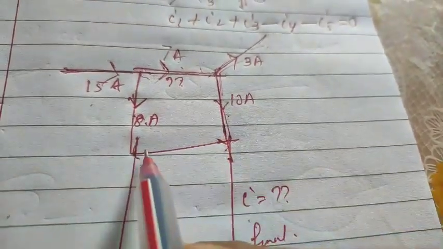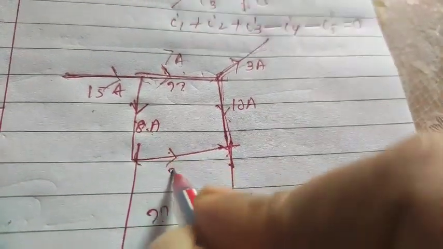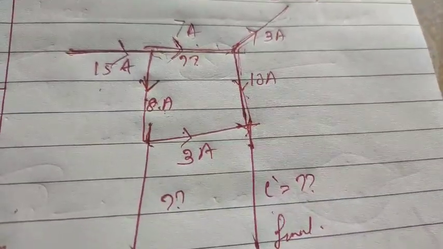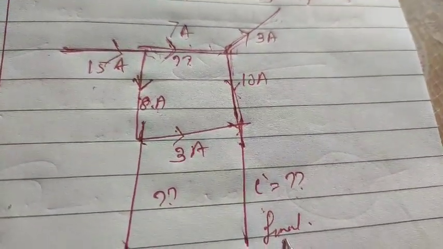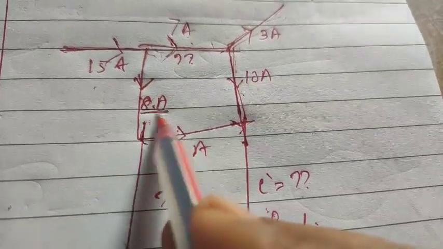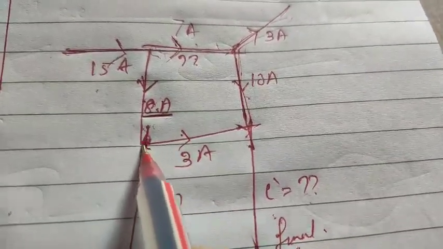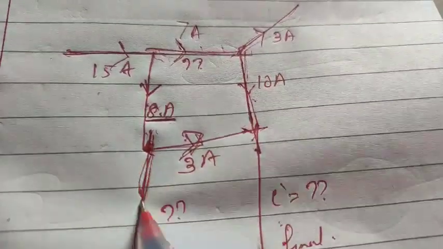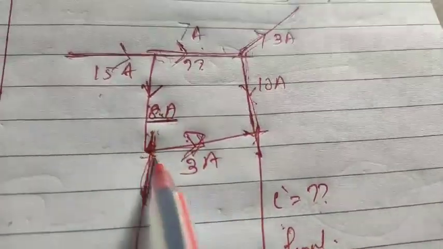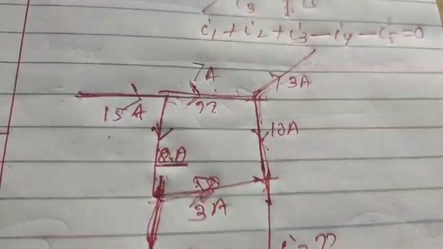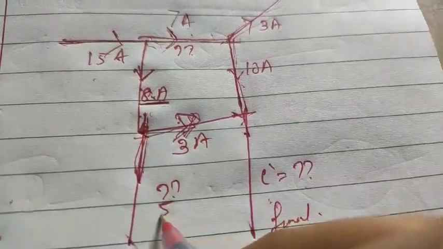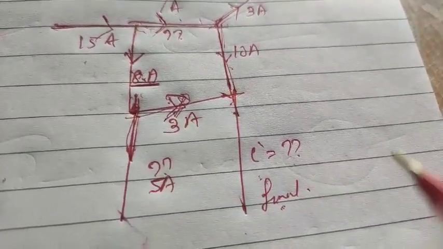How much? Suppose I will give you another hint, that is suppose this is 3 ampere. How much is the answer? See here how much entered? 8. Out of 8, at this junction 3 is taken. How much is left out? Out of 8, if 3 is removed, how much is left out? It is nothing but 5 ampere.